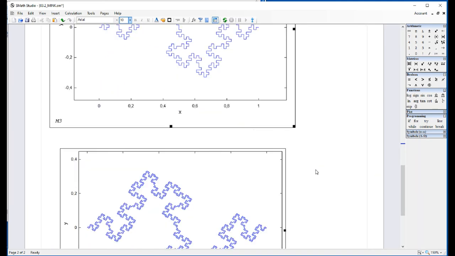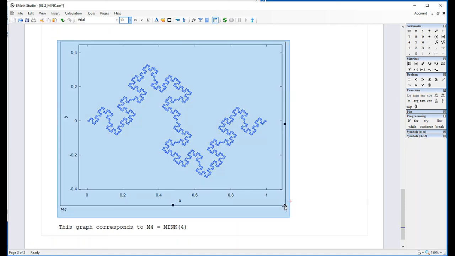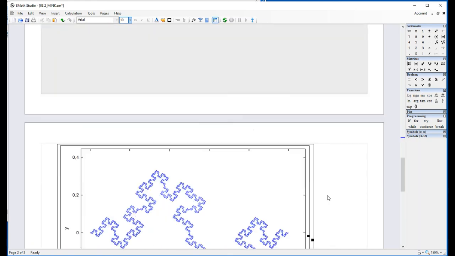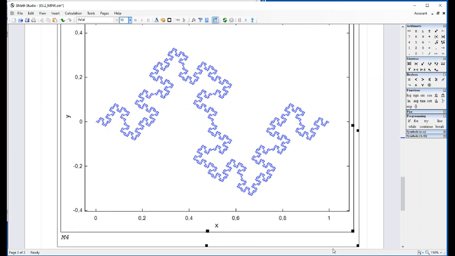And so this is the case for Mink 4, level 4. You can see a lot of detail in there. And this is just a picture I took of the screen, a screenshot. And you can see the detail of that curve, how much meandering there is at the lower level. But there is the similarity that the shape is repeated at different scales.